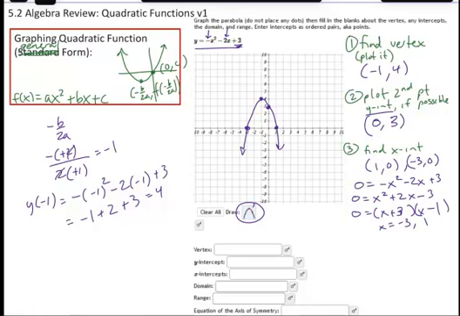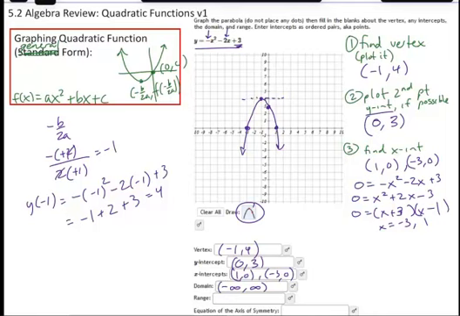Okay, so if I go back in, I'll answer these questions. Negative 1, 4 is my vertex. My y-intercept is 0, 3. My x-intercepts are 1, 0, and negative 3, 0. My domain: are there any restrictions to my x values? No. For any polynomial, that will be all real numbers, so negative infinity to infinity with parentheses. Now my range, though, is limited.